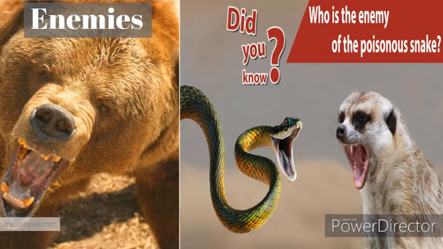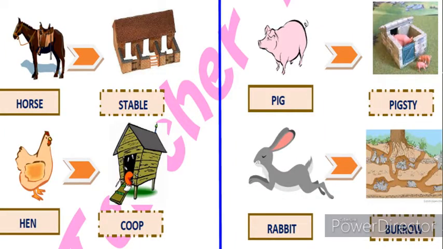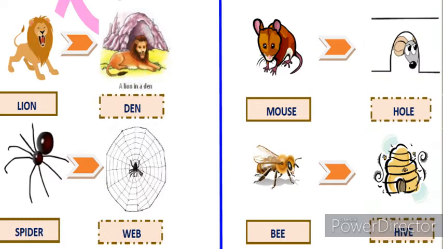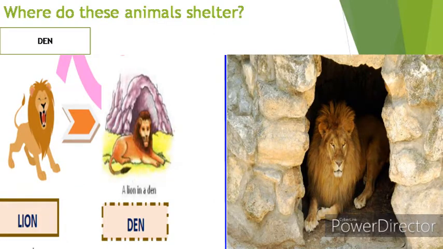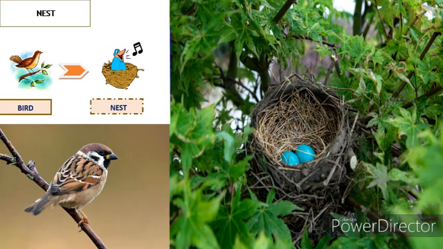So also the animals need a shelter. Each animal makes his own shelter, his own home. And as we know, there are different names for the homes of different animals, right? Some names for the home of animals. Have a look. The lion, for example, has a den. The ants have a hole, and the birds here have a nest. Okay.